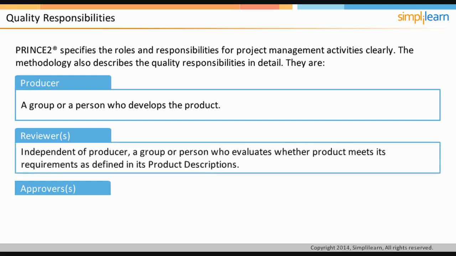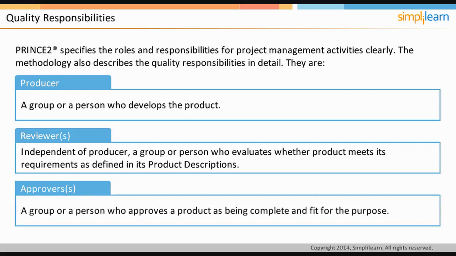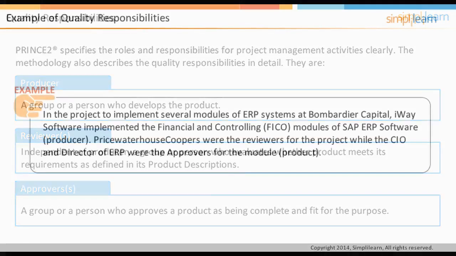Reviewer or reviewers are independent of producer and are a group or person who evaluates whether product meets its requirements as defined in its product descriptions. Approver or approvers are a group or a person who approves a product as being complete and is fit for purpose. As part of tailoring a project, reviewers and approvers can be the same person or group. Let us look at an example to illustrate this concept in the following screen.